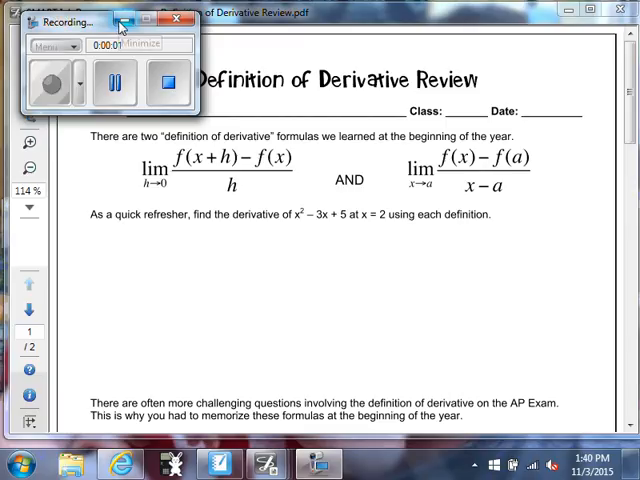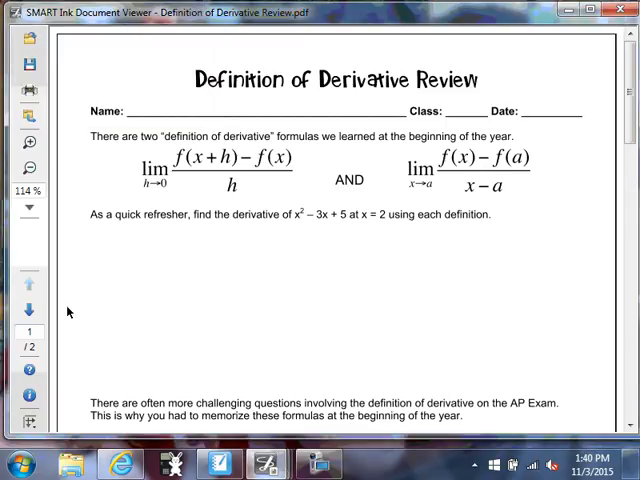We're going to do a little bit of review of the definition of derivative, and you guys will see why you need to know this for the AP exam. So it starts out, there are two definitions of derivative. One we call the definition of derivative, and one we call the alternate form of the definition of derivative. So you need to know both of them.